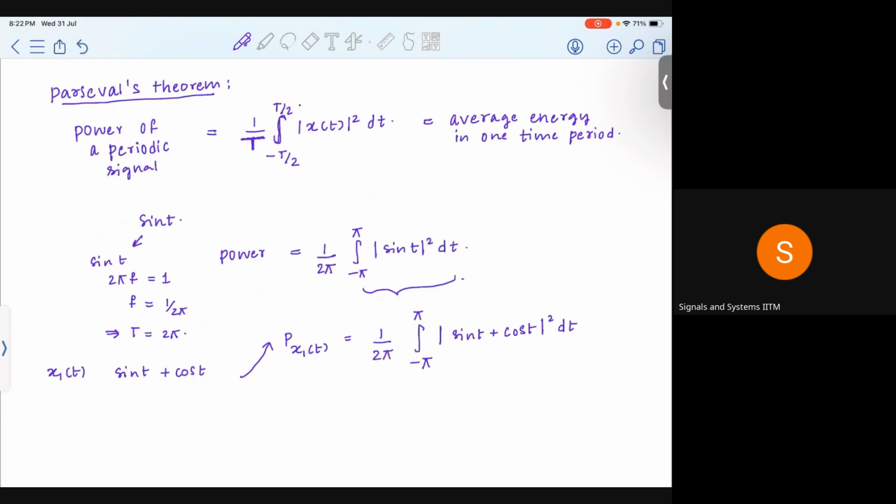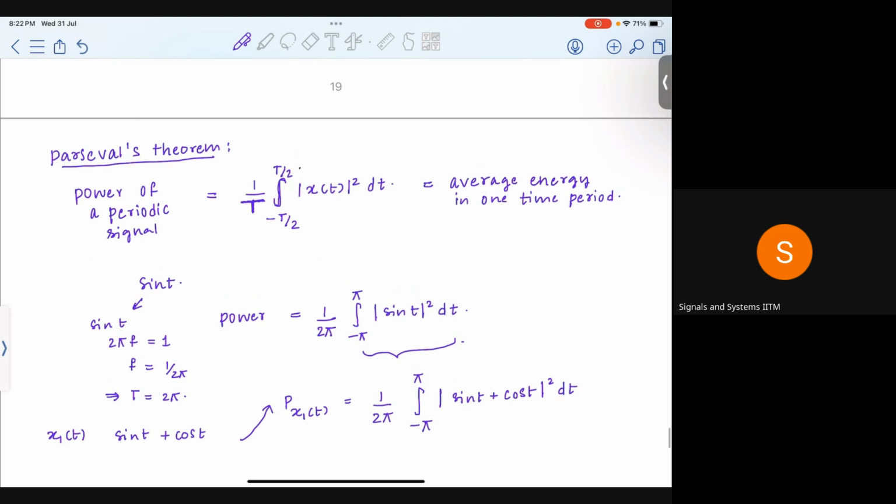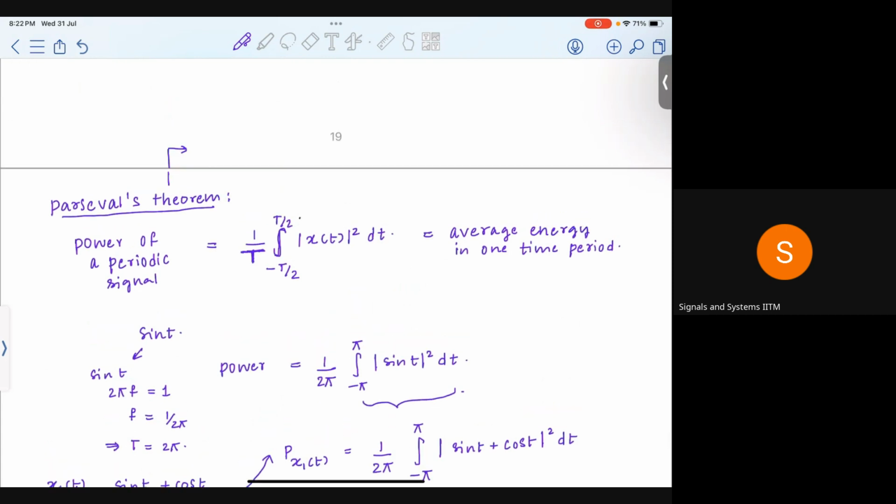Now here comes the solution to this. What Parseval's theorem states is that the power of any periodic signal x of t, let me denote it by Px because it won't depend on t, is 1 by T integral from minus T by 2 to T by 2 of mod x of t square dt. This is just equal to the sum of all its Fourier coefficients.